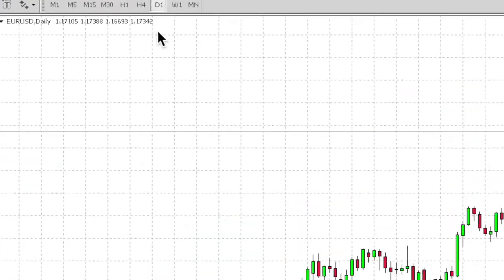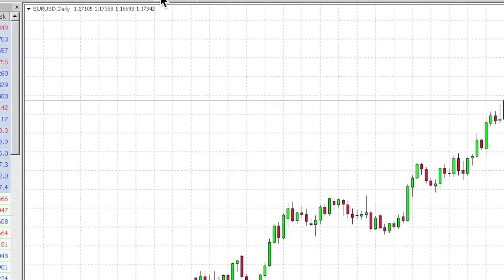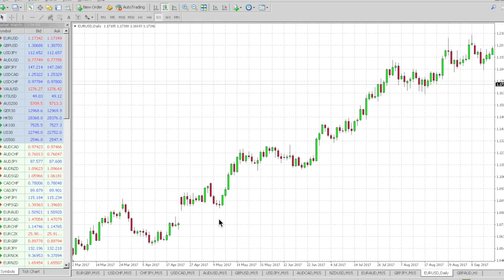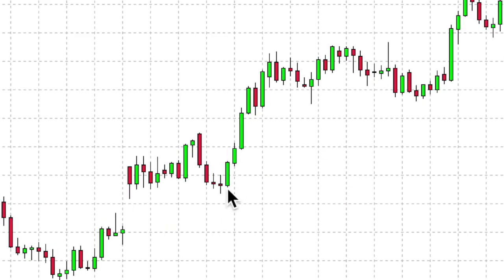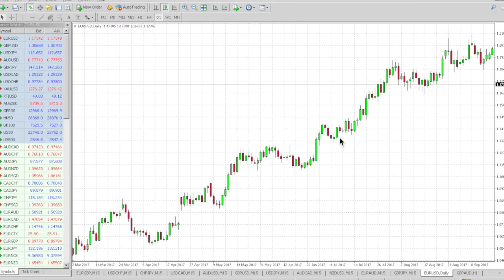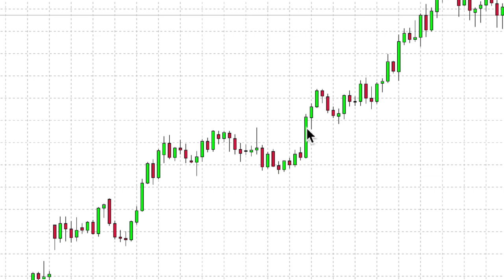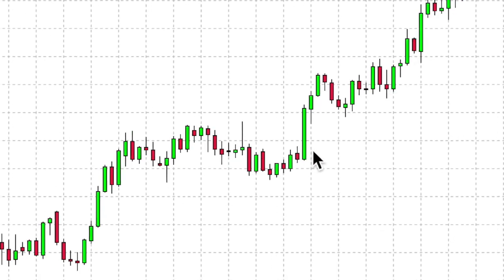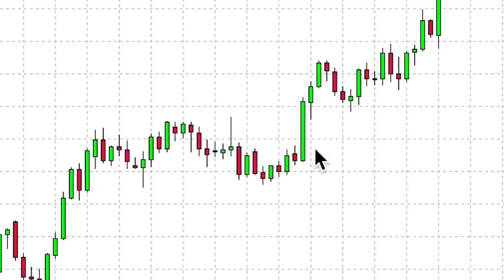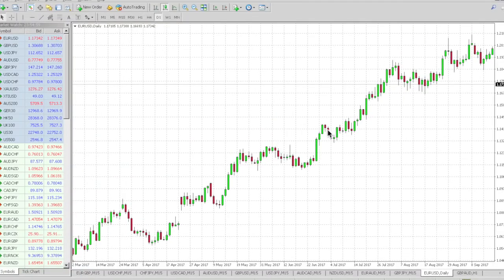Now, what I've selected is D1, which means daily candles, right? Which means each candle represents one day. So that's 1 day, 2 days, 3 days, 4 days, 5 days, and so on. And you can see these red and green candles. The green candles represent bullish candles, which means the price closed higher than the open, and bearish candles where the price closed lower than the open. And again, you'll be learning candlestick patterns in detail under the lesson on technical analysis.